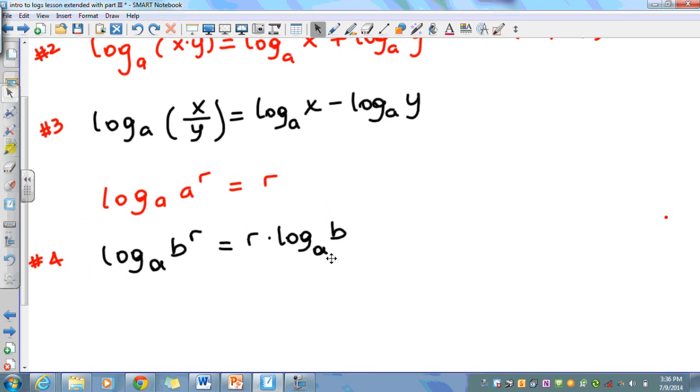We can still simplify that, and I will call that rule number 4. Logarithm base a of b to the r is r times logarithm base a of b. So it's as if you took this power and moved it up front as a coefficient, and that's our property number 4.